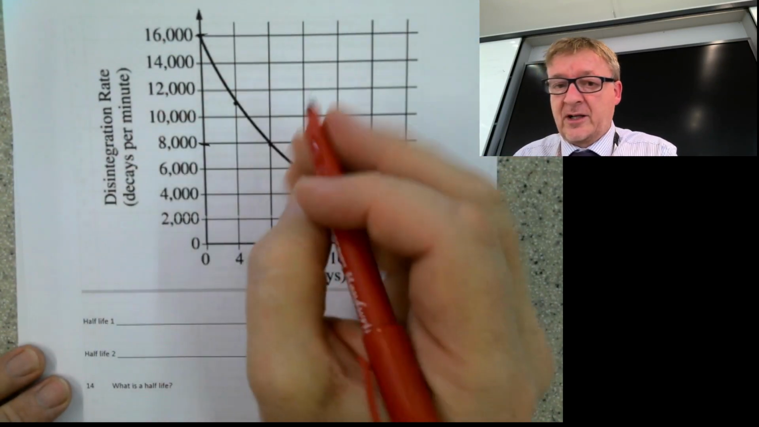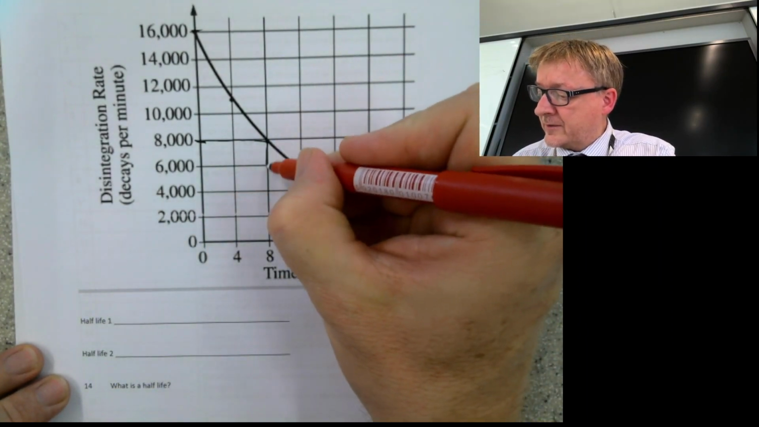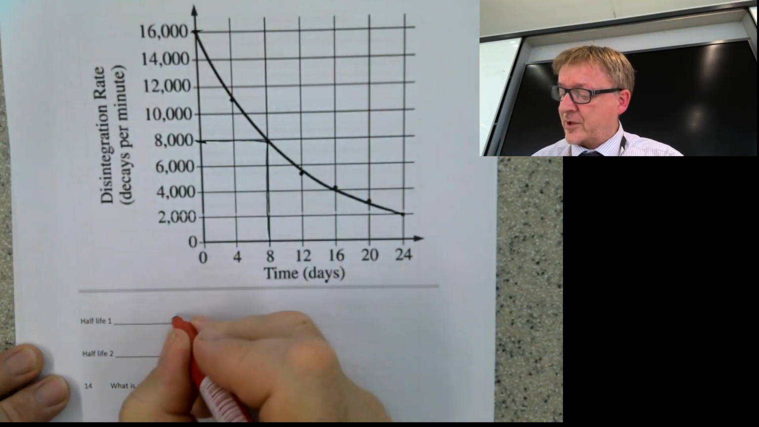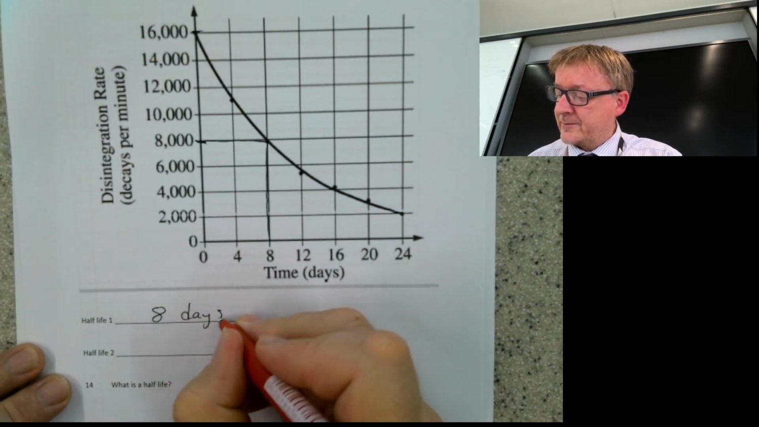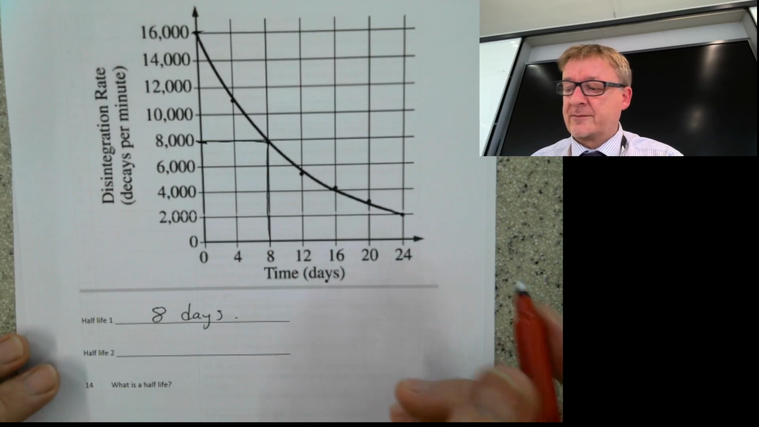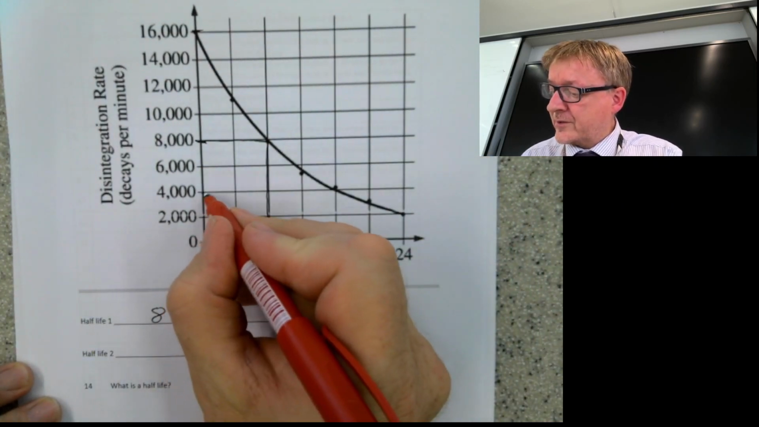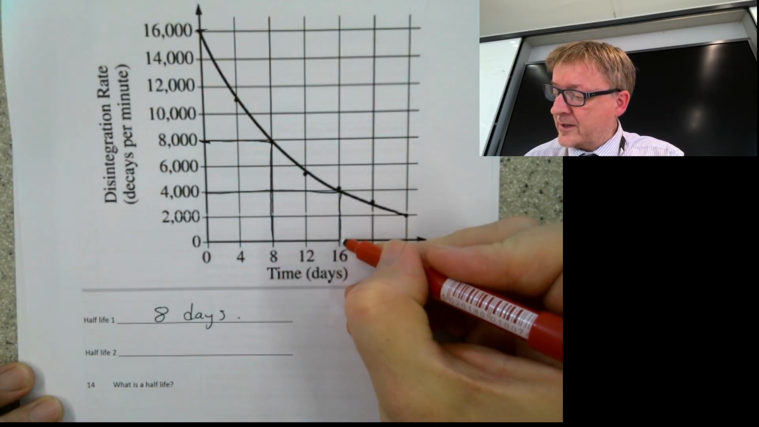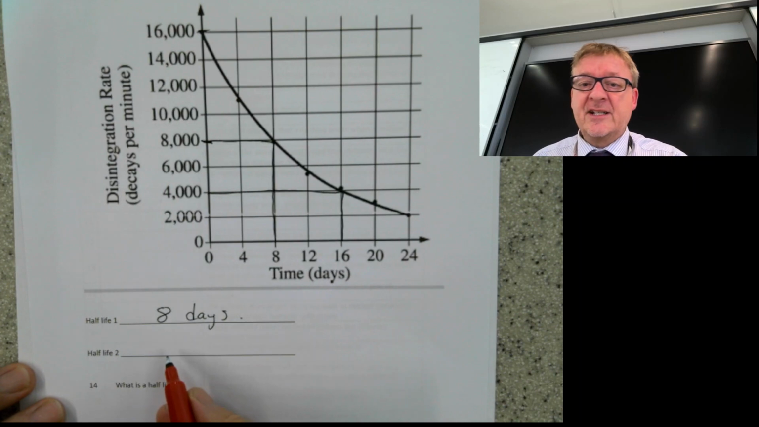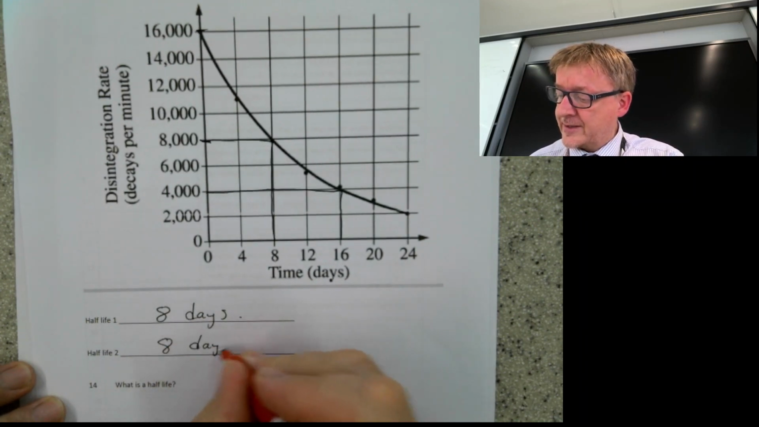Then what you do, not like me, is get a ruler out and go across to there, and then go down. So the first half-life is 8 days. Okay, don't miss off the days. Second half-life: I've got 8,000, I go down to 4,000, and using my lovely straight ruler, I go across to there, and I go down there. But I don't write 16 days, because that's not the half-life. What I do then is write down 8 days again.